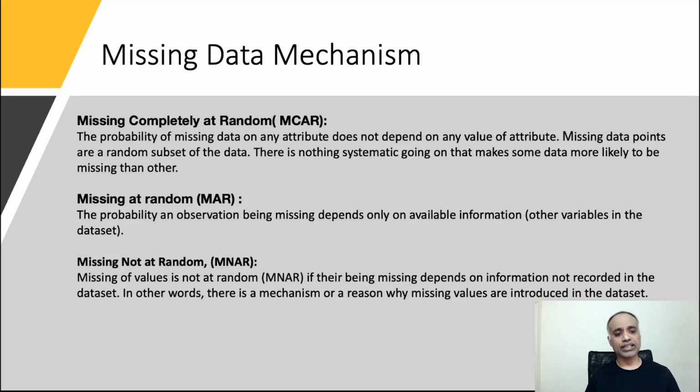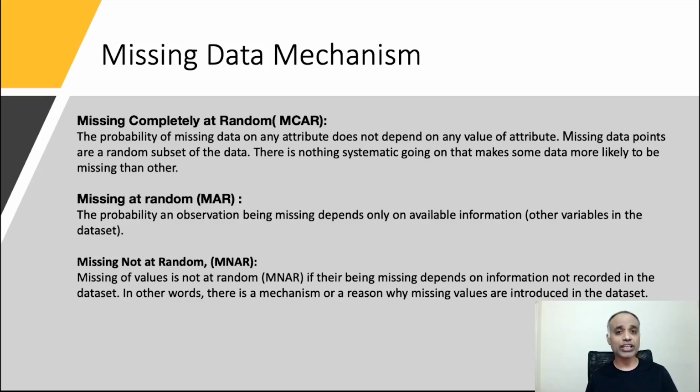Another one is missing at random. The probability of an observation being missing depends only on available information. So if the other variable is there, then only you can predict or find out the probability of whether the other variable is missing or not.